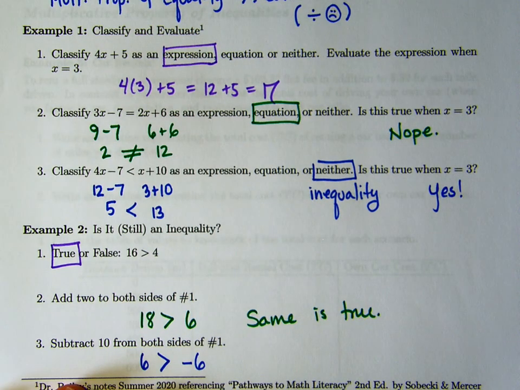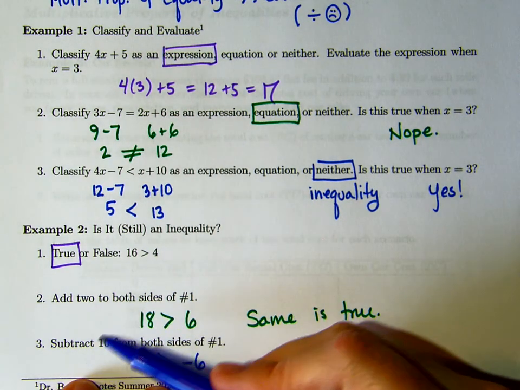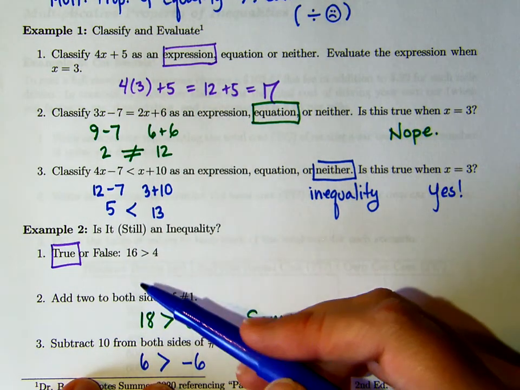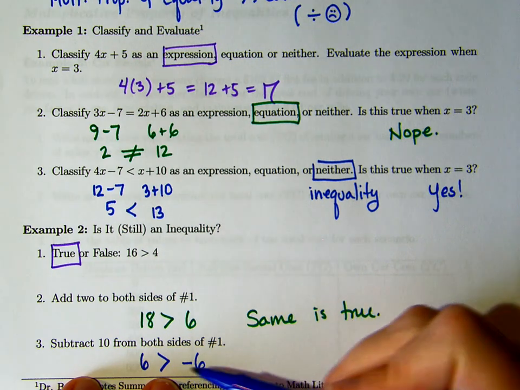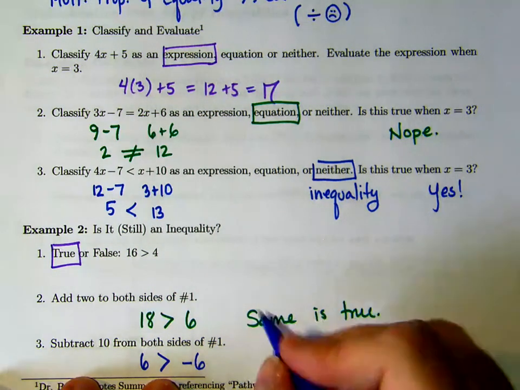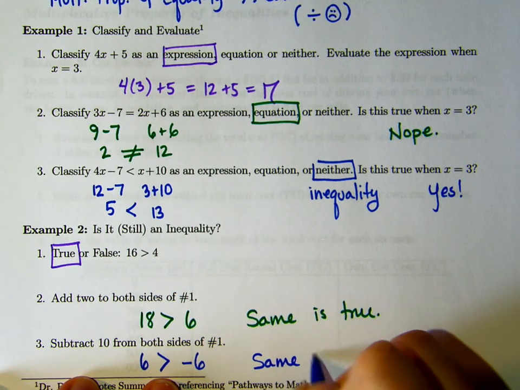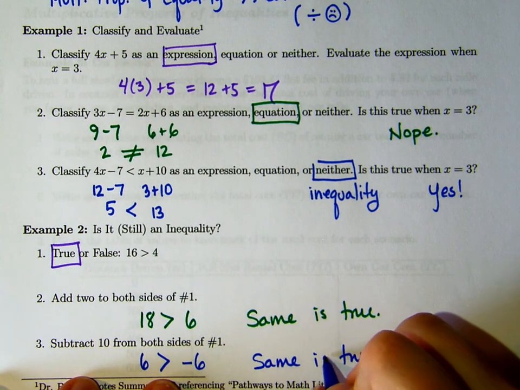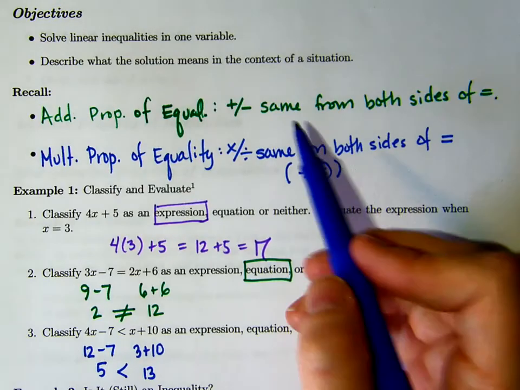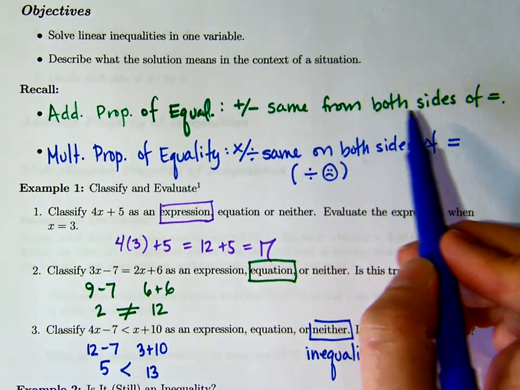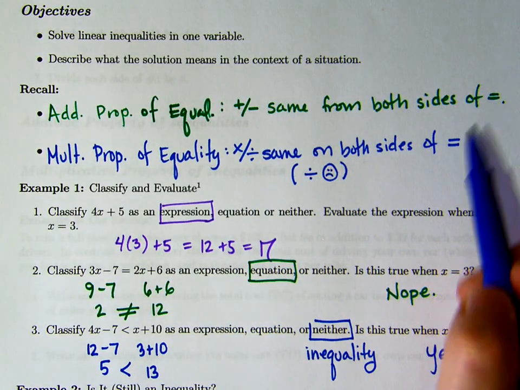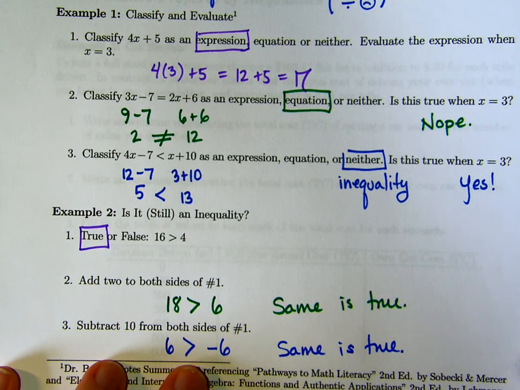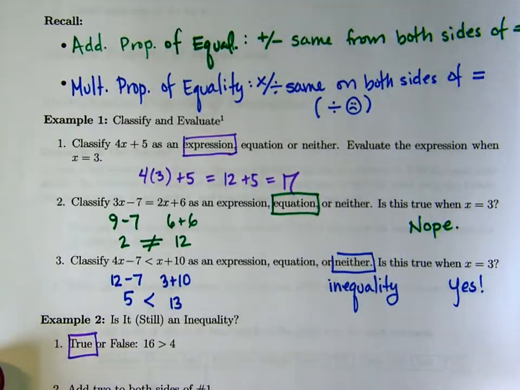Now, after subtracting 10 from both sides of the true inequality in number 1, it appears that we have the same inequality and it is still true. So the same inequality is true here as well. I'm going back to adding and subtracting the same amount on both sides, but now it's not an equals, it's an inequality. And I'm seeing that the same is working out here. Okay.